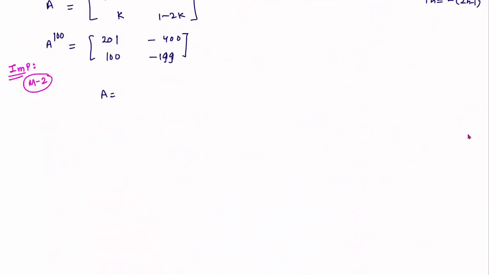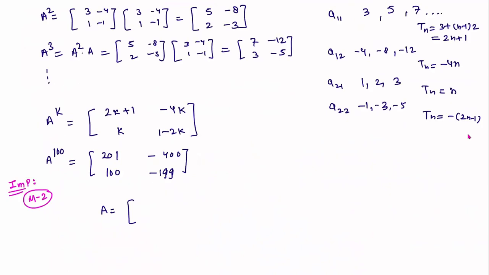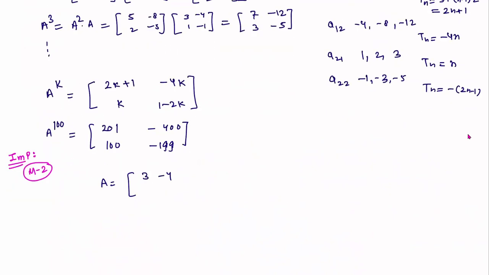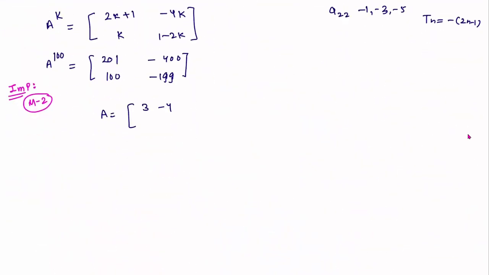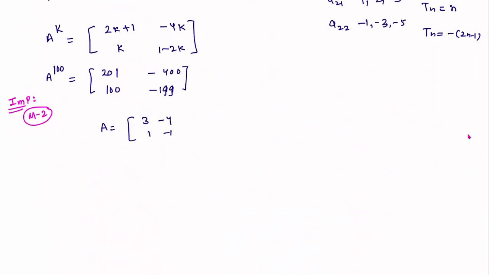We have matrix A as 3, minus 4, 1 and minus 1. Am I correct? Now we write matrix A as I plus some matrix B. So what is I? 1, 0, 0, 1. And what is the B matrix we have? 2, minus 4, 1 and minus 2. Check.